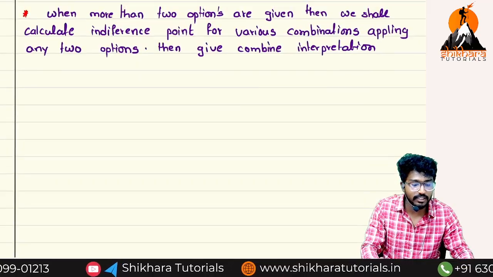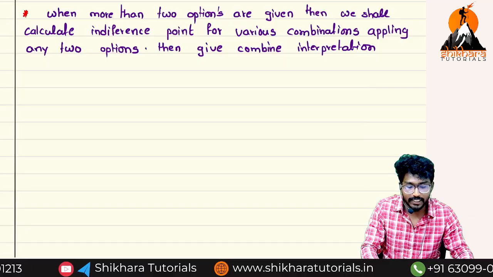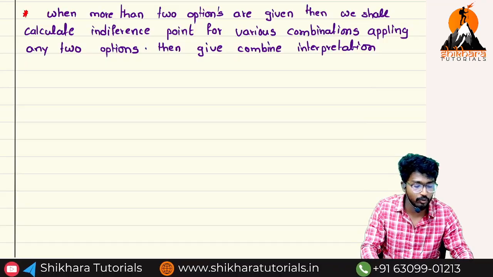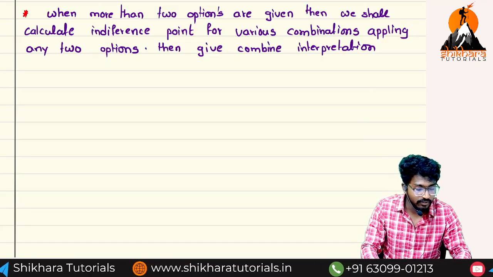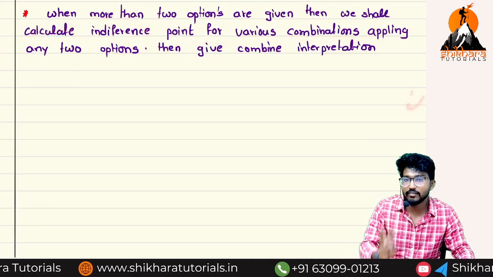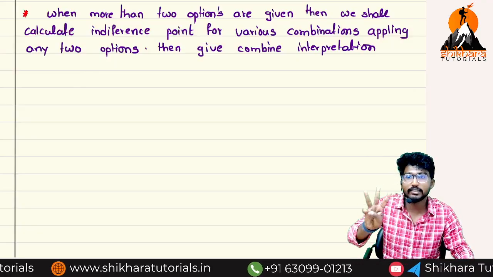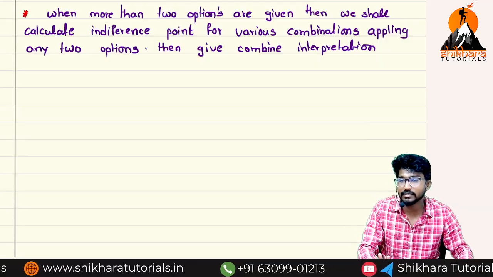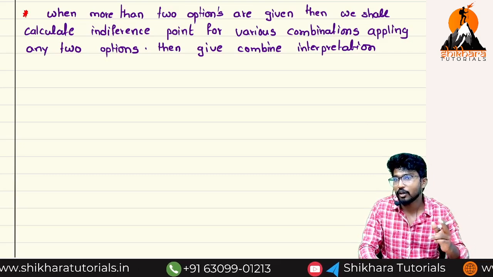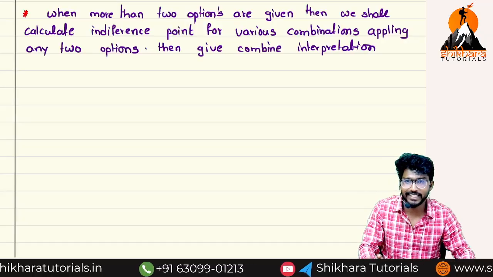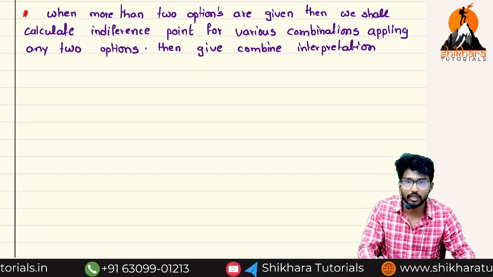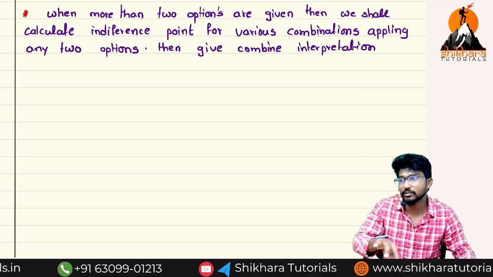When more than two options are given, we calculate the indifference point for various combinations, applying any two options, and then give a combined interpretation. That means AB, BC, CA. Mostly they will ask up to 3 only. More than 3 is impossible to calculate directly using the marginal costing technique. You will go with operations management, like assignment, transportation, linear programming problems. By using these techniques you will find out.